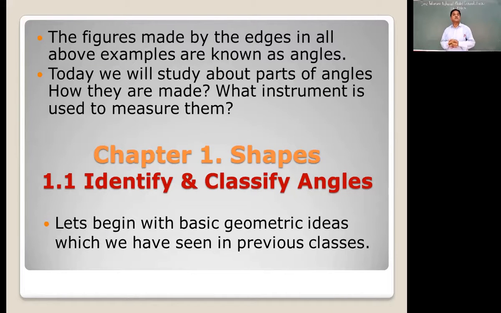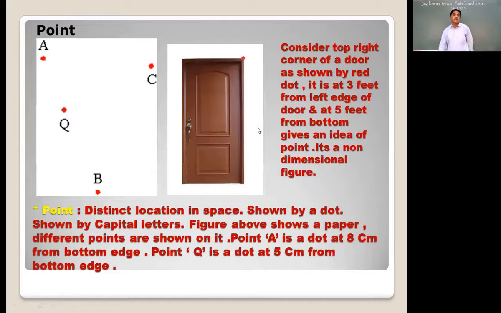Now, how are the angles formed? What are the basic shapes they are made up of? Let us study the first shape. What we have seen is a point. What does a point mean? A point is a distinct location of anything in space.